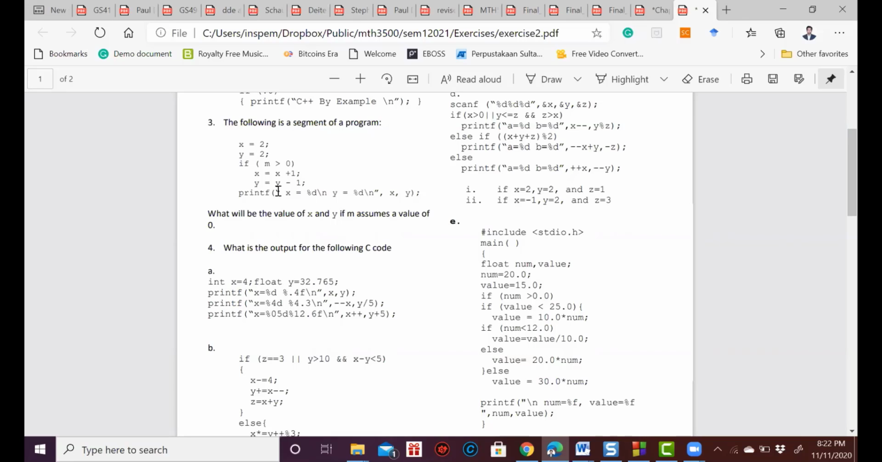Why? There is no change with the x. Meaning x is not changing, x is still 2, it remains 2. The only change is the y value. The original y is 2, and 2 minus 1 is 1. So x will still be 2 because this one is not executed. X plus 1 is not executed because the condition is false. So it skips the operation, but not the value. The value is still x equals 2.